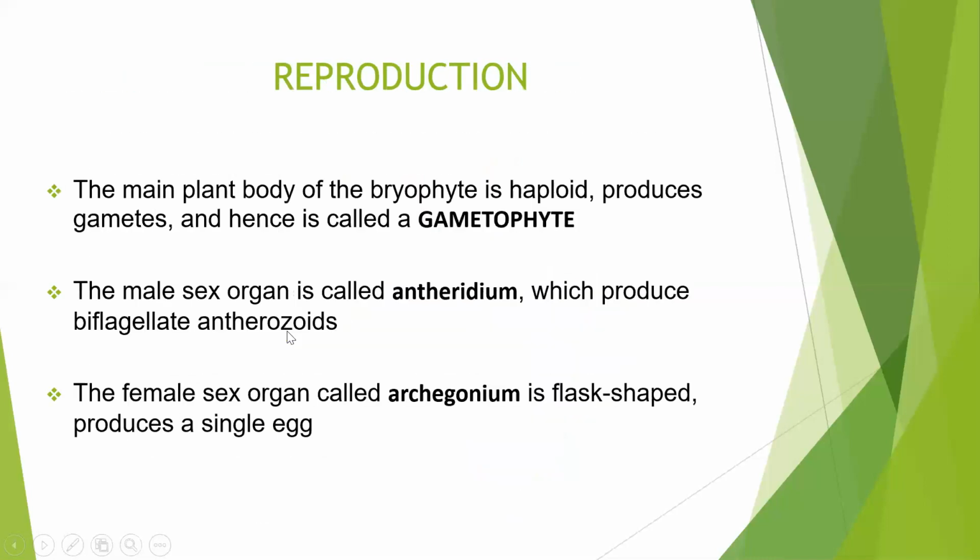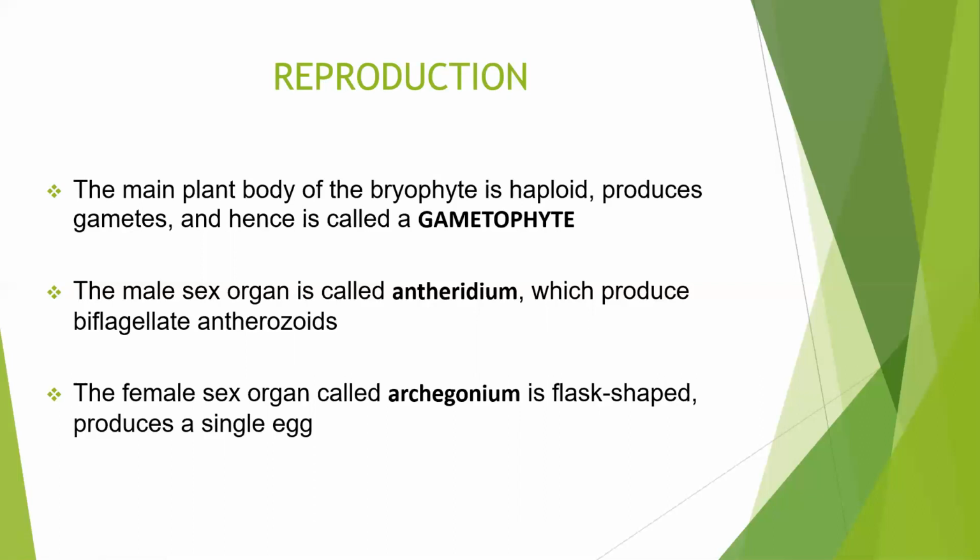Now, let us study the reproduction of Bryophyta. Students, I want to mention over here that the main plant body of Bryophyta is haploid. Yes, the main plant body of the Bryophyta is haploid. That means it has half the number of chromosomes. It produces gametes and therefore it is known as gametophyte.